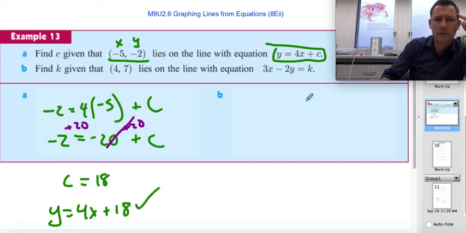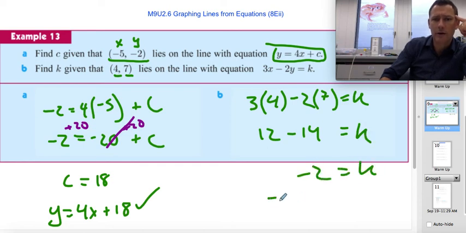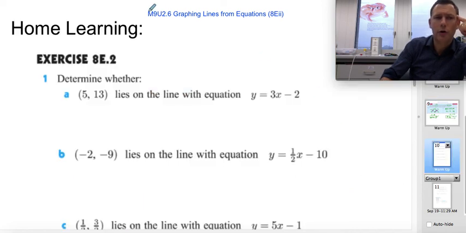Ching. You could do the same thing for this. You could say I put in a 4 into the x, I put a 7 into the y. What should we get out? This is 12 minus 14 equals k, so -2 equals k. And then we can write it into the equation. 3x minus 2y equals -2, and now we have the equation. Ching, ching. Great. Try those out with your home learning, and I'll see you later.